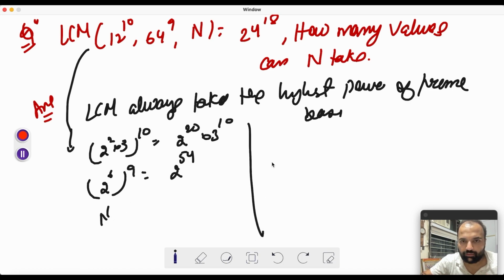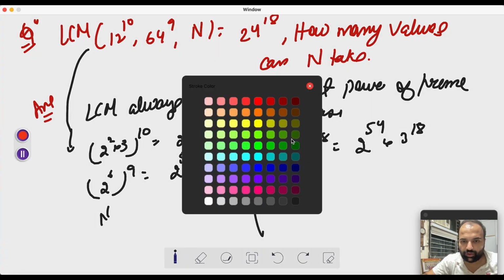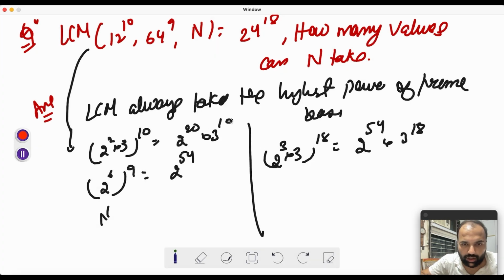And on the other hand, we have 24 to the power 18. So 24 is 8 into 3, that is 2 cubed into 3. So can we write 2 to the power 54 into 3 to the power 18? Now see, what are the numbers that we have now? Just look at it. We have 2, then we have 3 over here, and then we have 3 over here.